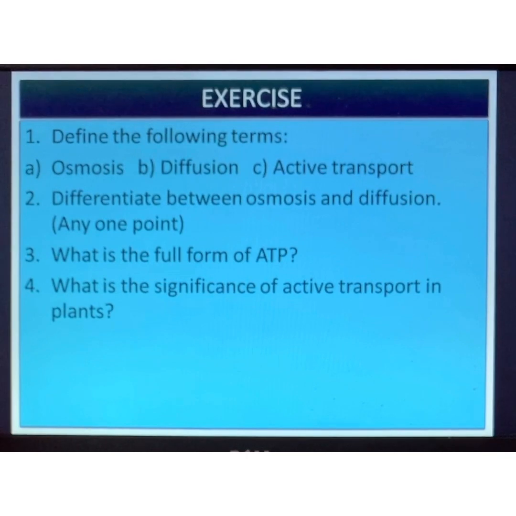You have to learn these 3 definitions: osmosis, diffusion, active transport. And by learning, I mean you have to write and learn. Then differentiate between osmosis and diffusion. Any one point you will be writing. Full form of ATP you need to remember. So you need to write it down and learn and write the answer over here. And I want you to tell me the significance of active transport in plants.